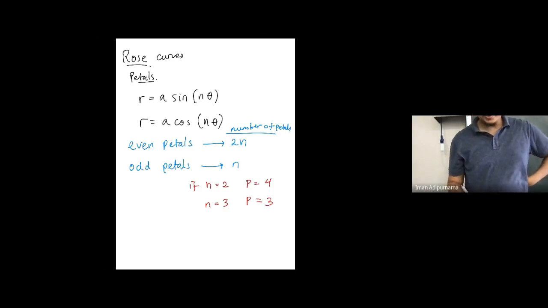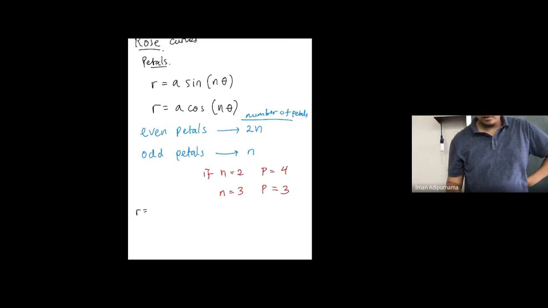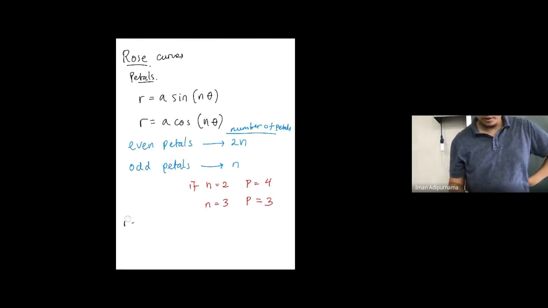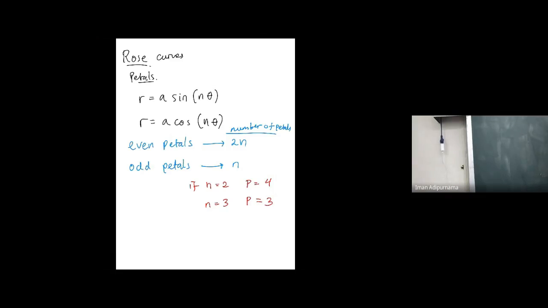Now, remember that if we have r, let me write in the next page. But just make sure you notice the difference between the even and odd. Even you need to multiply by 2. For odd, it's still the same as the n.